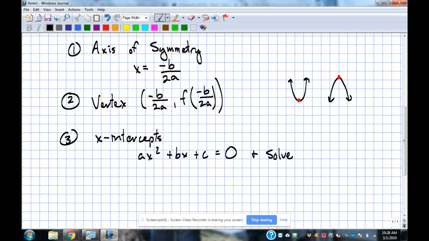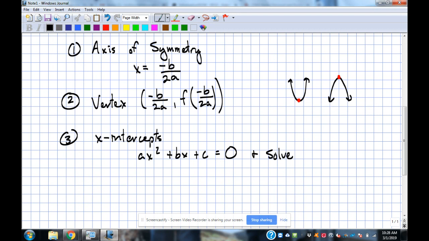Factoring is one option. Square roots is an option. And quadratic formula. We got 3 options that we could use there. Factoring doesn't always work. Square roots isn't always an option. Quadratic formula always works. Okay?